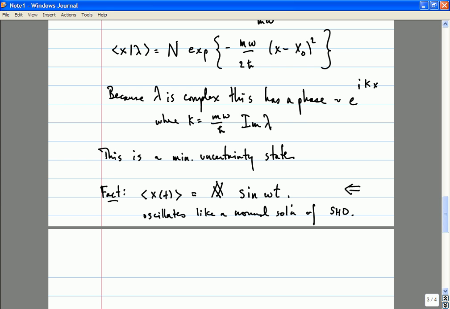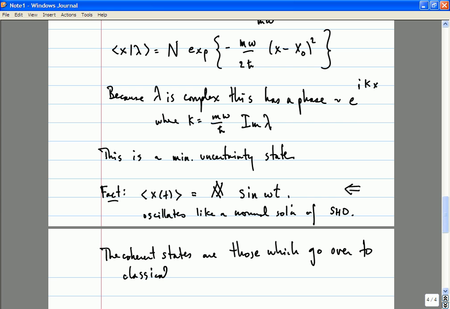So the coherent states are those which go over to the classical solutions of the simple harmonic oscillator as h bar goes to 0.